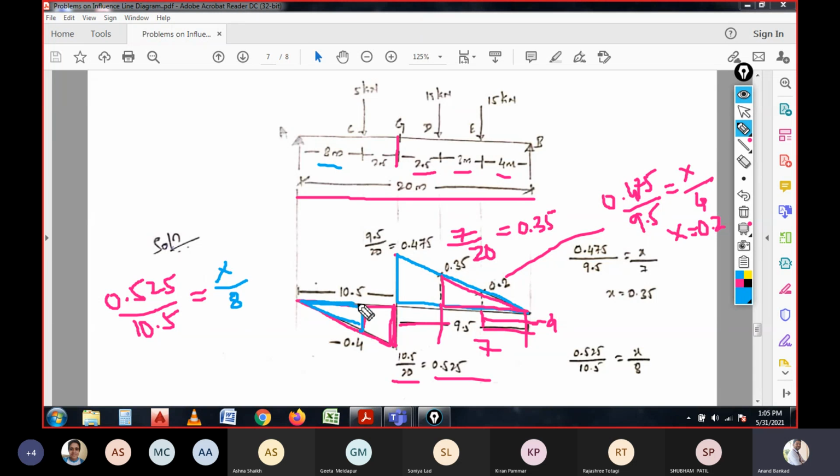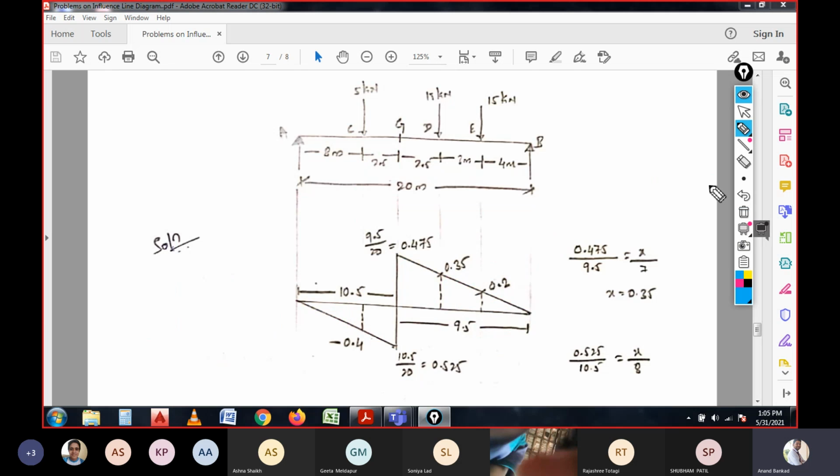That means the base of this height of this triangle is 8 meter, like this. So now the x value will be 0.4, and since it is taken at the downside, which is negative, and this is positive, that is why it is taken with the negative sign. So this is how the coefficient values are to be calculated.